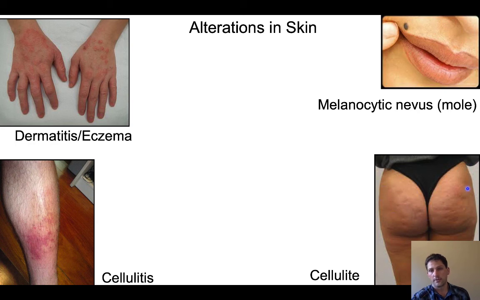So this is herniation of the adipose tissue within that connective tissue, that fibrous connective tissue. And what that does is it creates a little bit of dimpling. I think it's like 85 to 90% of females experience this or have this. It's a totally normal thing.